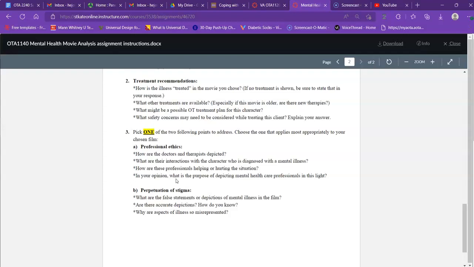Then for the second possible point, which is the perpetuation of stigma, there's 3 potential questions, which are: what are the false statements or depictions of mental illness in the film? Are they accurate descriptions or depictions, and how do you know? And why are the aspects of illness so misrepresented? So what that's looking at is, how is the film kind of feeding into some of the stigma that we have regarding mental health?